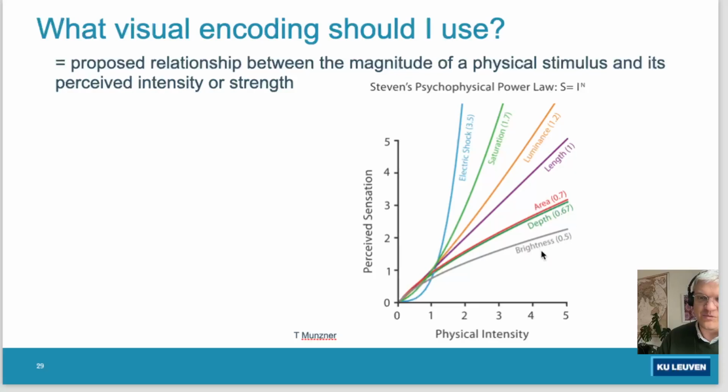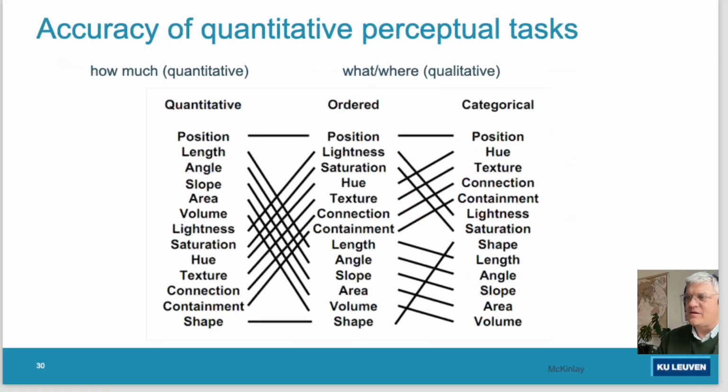Then brightness is 0.5, which means if I would increase the brightness in this room so that you would perceive it to be twice as bright, I'd actually have to increase the intensity of the light 4 times instead of 2 times, right? So that's a factor of 0.5. Then, very interestingly, electrical shock is 3.5, which means a very small change in the voltage will have a very big change in the perceived sensation, right? And based on this, we have McKinley, that should be over there, right?